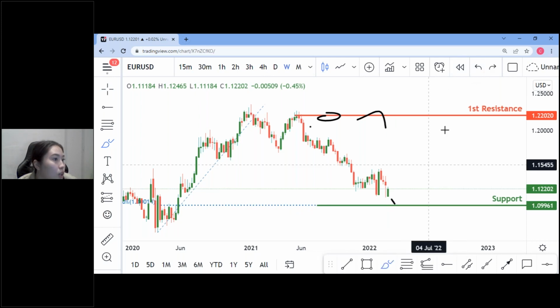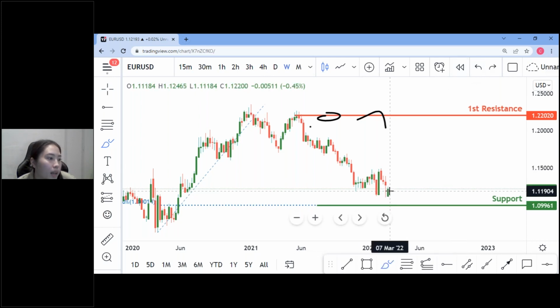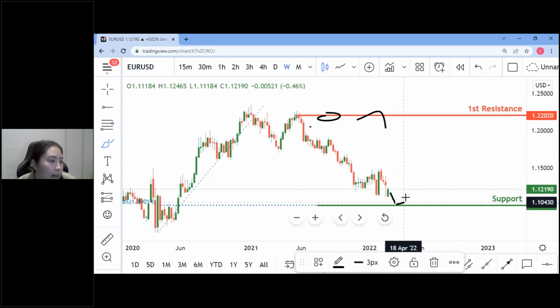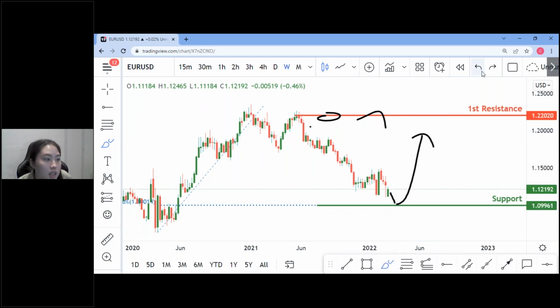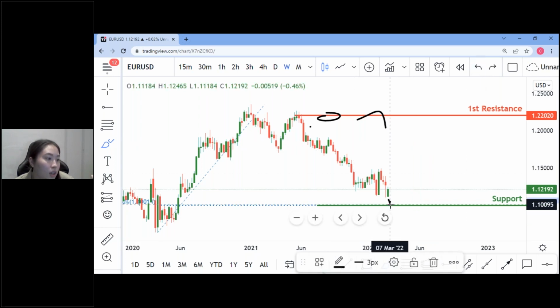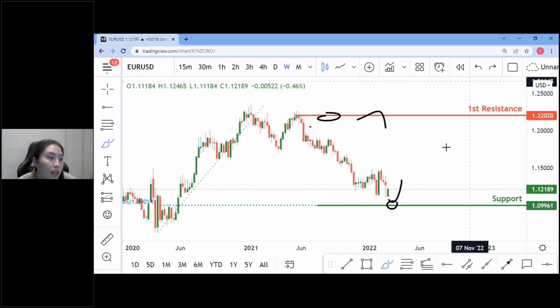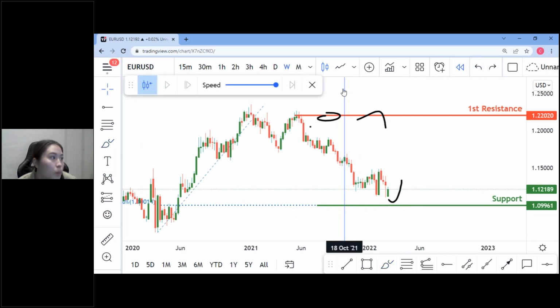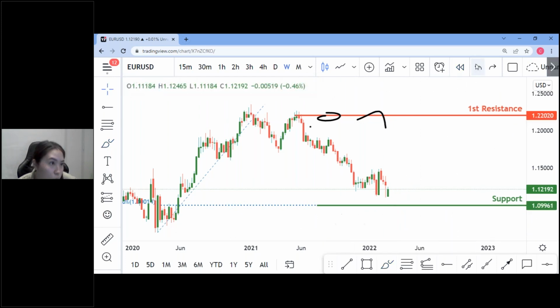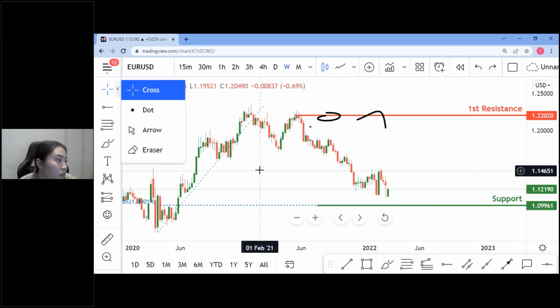78.6%. So the question now is, when price reaches this level, will price do a reversal here or is it going to break through? That's the question you need to ask yourself, because when you ask yourself that question, you will be able to know whether you're going to be entering here for a buy or for a sell. If it does a reversal from here, you will be entering for a buy, but if it does a breakthrough, you will be entering for a sell.